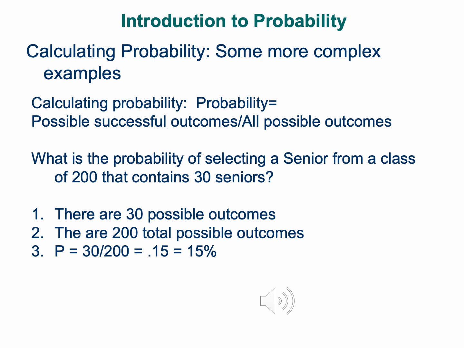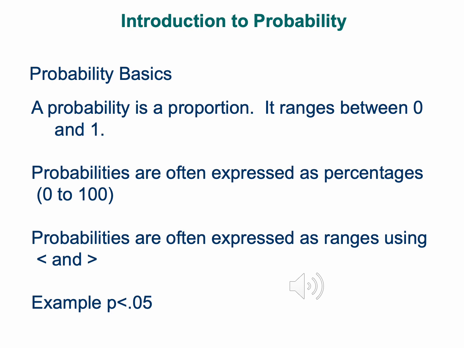So you've got 200 to pick from. That's 200 possible outcomes. You could pick any one of the 200. So when you calculate your probability, it's 30, the number of successful outcomes, divided by 200, which equals 0.15, which is 15%. So if you're going to try to find a senior, 30 seniors in a group of 200, your odds of doing that are 15%. So 15% of the time the choices that you make will be a senior, and the other 85% will be other students.